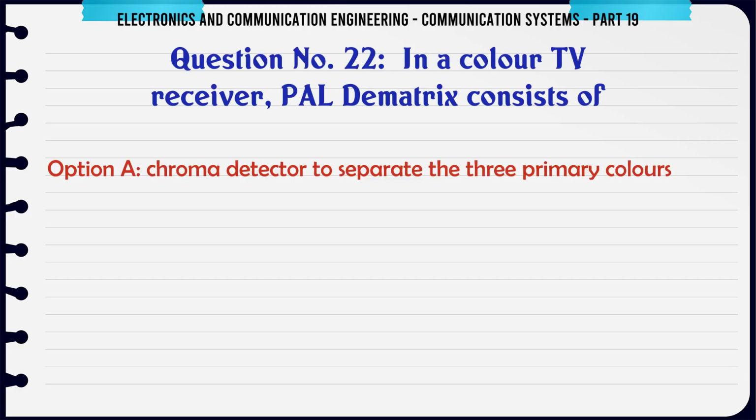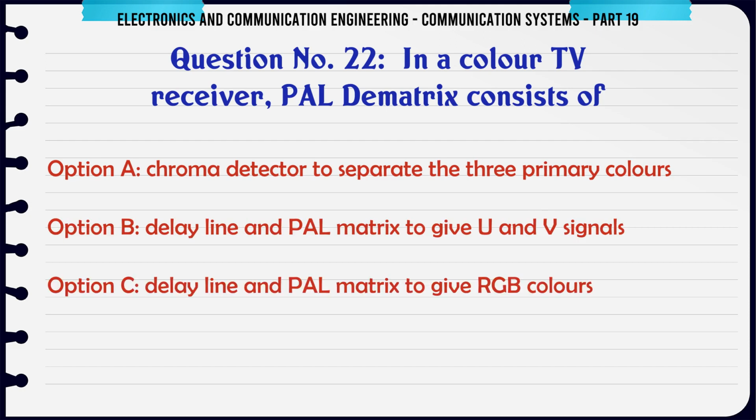In a color TV receiver, PAL dematrix consists of A. chroma detector to separate the three primary colors, B.